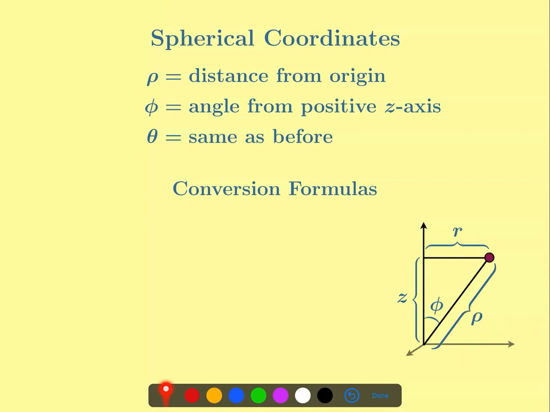Rho is just the distance to the origin again. So if this is the point x, y, z, this is just going to be the square root of x squared plus y squared plus z squared. That would be the distance from x, y, z to the origin.